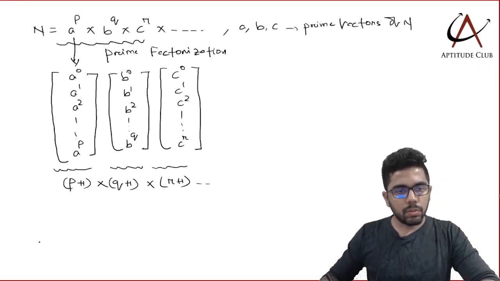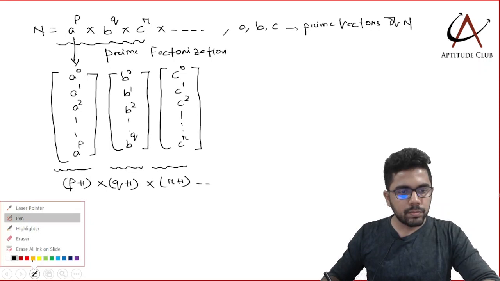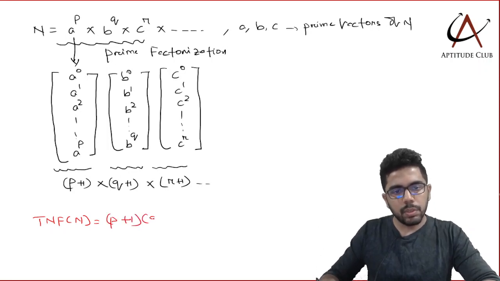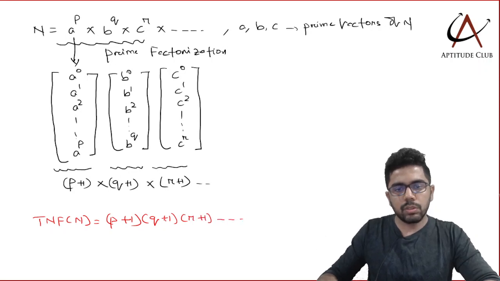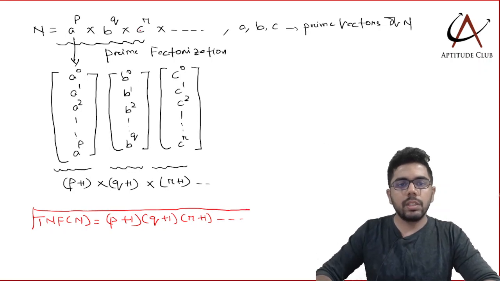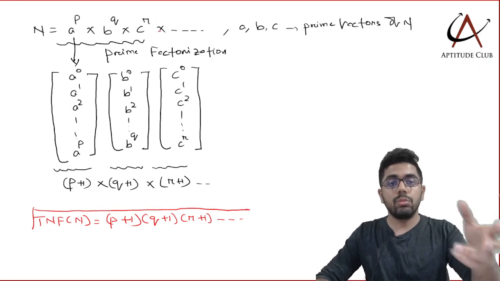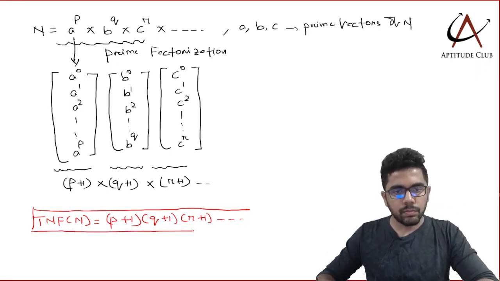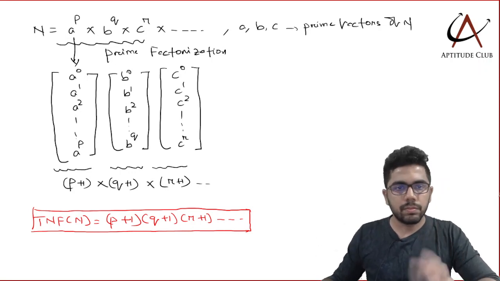So this gives you the formula that given any number n, the total number of factors, you can calculate by getting the number of combinations. So (p plus 1) into (q plus 1) into (r plus 1) and so on. And so on, when I say that, after r, if there is one more prime factor d to the power s, suppose, then times (1 plus s). It's a very simple formula to calculate the total number of factors of any number.